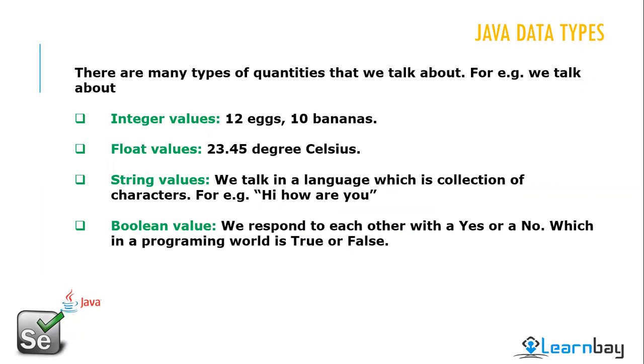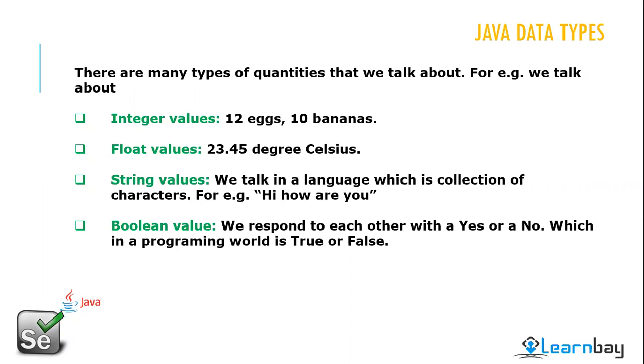We can have different types of variables depending on what your requirement is. You have integer, float, string, boolean, character, and long. More or less, these are the different types of variables that we have. For different requirements, you need to specify what type of variable you want to choose.